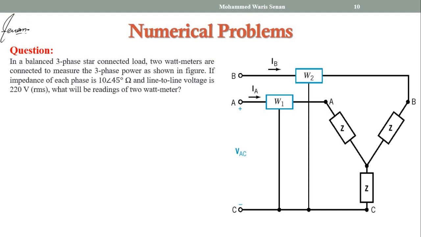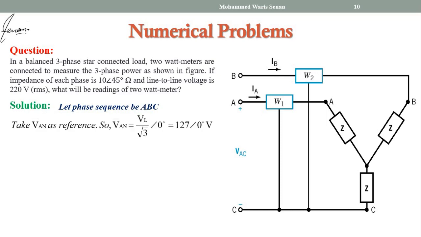In order to solve this question, we need to assume some data. So let us start solving this problem. The first assumption is, let us take the phase sequence of the circuit as ABC. Next, let us assume the phase voltage VAN as a reference. So we take VAN equal to VL by root 3 angle 0 degree. As VL is given as 220 volt, the magnitude of phase voltage will be 127 volt. So VAN will be 127 angle 0 degree.